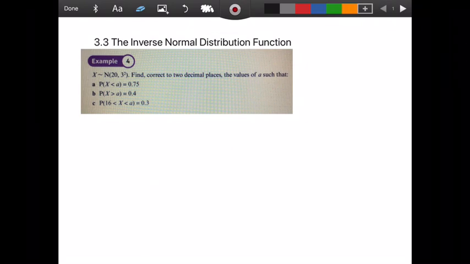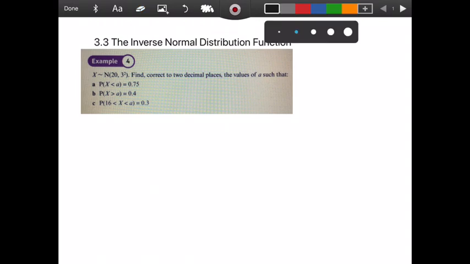So the way we're going to need to do this is to go to our calculators and use the inverse normal distribution function on there, and we'll be using example 4 from the textbook as a bit of a guide to show how to do these different questions.